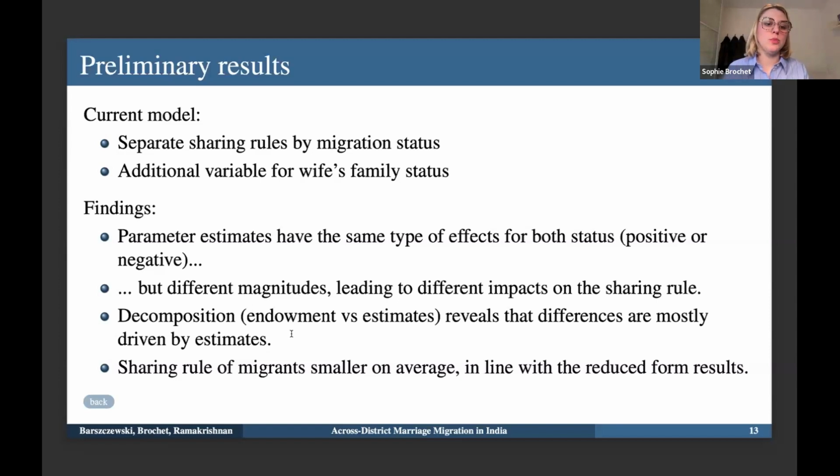And we did a decomposition of these effects because we wanted to know if this difference was due to the fact that migrant women have different characteristics. So if this is simply a difference in endowment that drives this difference, or if this is actually a difference in treatment. If it is their status, that means that they might be treated differently, and that the sharing rule is going to be different. So we did a decomposition to see whether the effects come from endowment or estimates. And for now, our results suggest that this comes mostly from the estimates, so from how they are treated rather than how they are endowed. And we tend to find a smaller sharing rule for migrants.